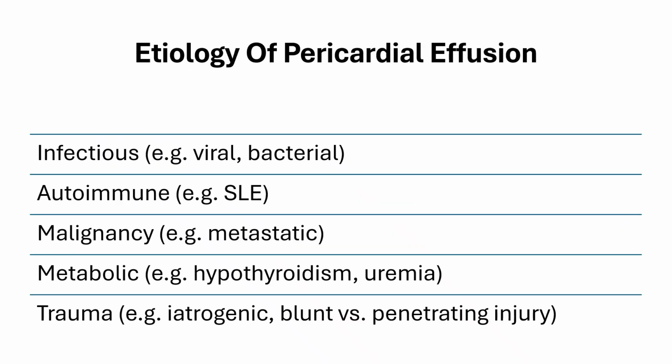As discussed, the etiology of pericardial effusion can be due to infectious causes such as viruses, bacteria, autoimmune such as systemic lupus erythematosus or SLE, malignancy, metabolic such as hypothyroidism, end-stage renal disease, and trauma, which could be blunt or penetrating injury.